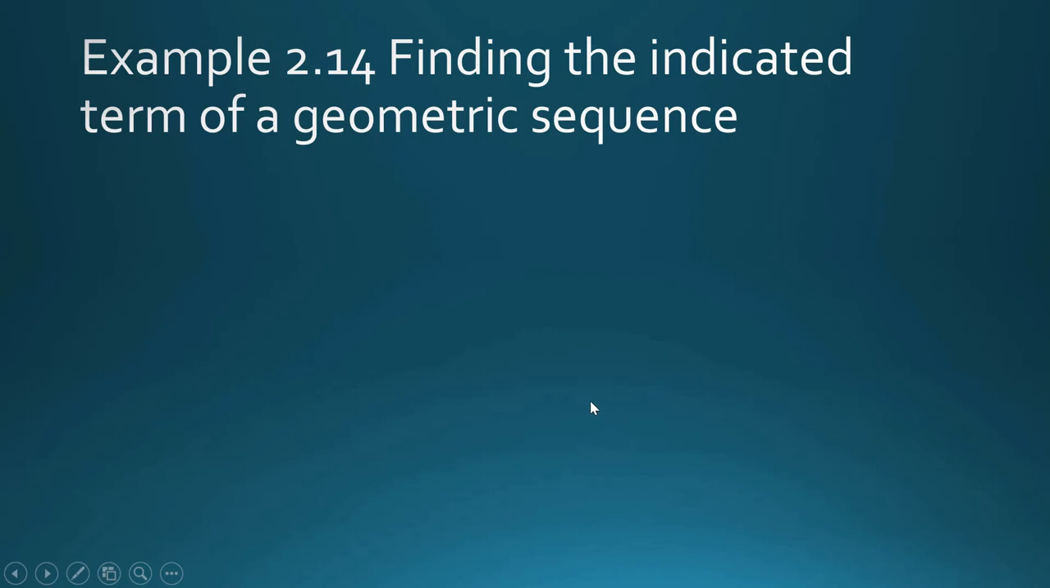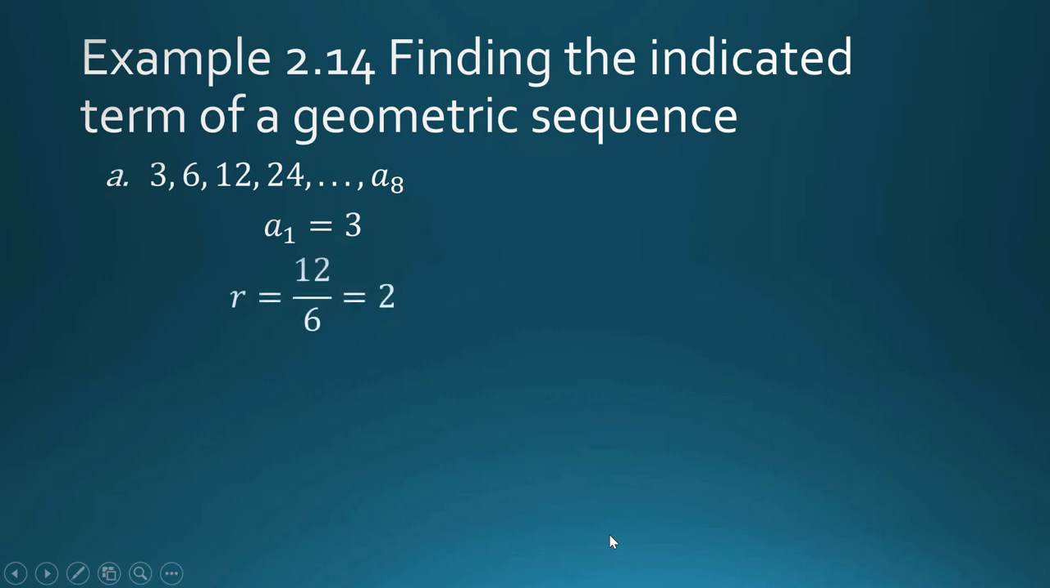Find the indicated term of a geometric sequence. This is your sequence, and we are told it's a geometric sequence. Find the 8th term. Okay, so the first term is 3. How do you get the common ratio? Well, you pick any pair of consecutive terms. It can be 3 and 6, 6 and 12, or 12 and 24. Then you just get the ratio.